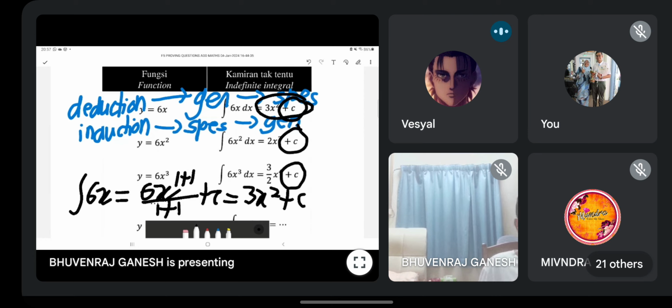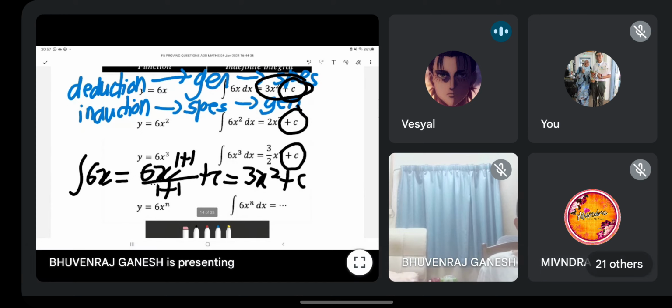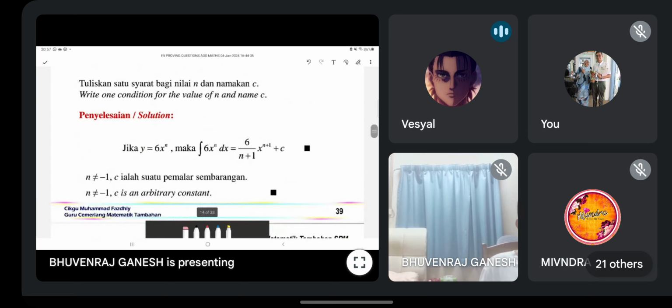For the second function, we'll be using 6x squared, integral 6x squared. We must specifically make it 2x to the power of 3. We cannot make it into anything else, because these are the only numbers that will help us find our formula. Can you scroll down real quick, Buan? Yeah, this is the formula we're actually trying to find out for over here. 6 over n plus 1, x power n plus 1 plus c is a very unique one, lah. And you have to make the specific numbers in order to find that formula. Can you scroll back up, Buan?